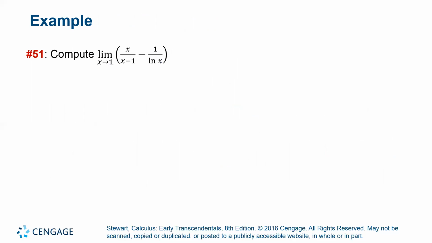Now, if x goes to 1, what do I get? I get 1 over 1 minus 1, minus 1 over natural log of 1. This will give me 1 over 0 minus 1 over 0, which is infinity minus infinity. So we're going to simplify this expression. We're going to find a common denominator and then see if we can apply L'Hopital's rule.